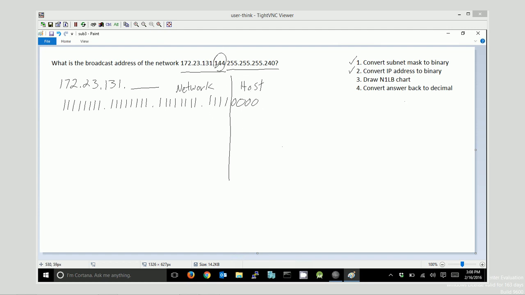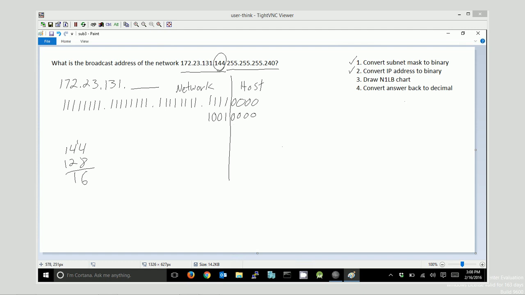So I want to take 144 and convert it to binary. Now I know that 128 fits in 144, and it's going to leave me with 16. So I know that there's a 128, no 64, no 32, and a 16. 1001 happens to be the network in binary, and then all zeros, of course.